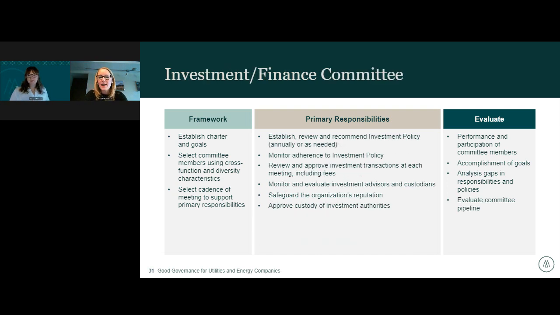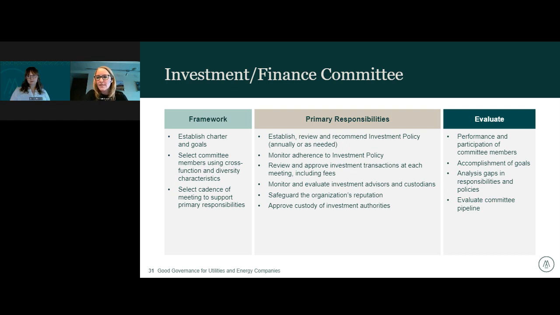So we added this one, the Investment and Finance Committee. Again, same framework, same evaluation, just a little bit different in the primary responsibilities. If you have a lot of investments, if you have a lot of subsidiary activity, then generally an investment committee can really focus on those, focus on the risks coming out of your investments. You may not need that if you don't have this, and this could be rolled up into your Finance Committee.